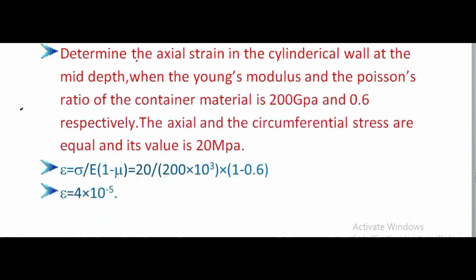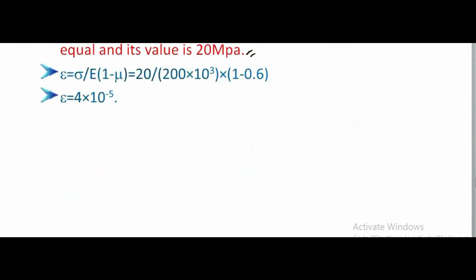ओके, सो फ्रेंड्स, नेक्स्ट क्वेश्चन इज, determine the axial strain in the cylindrical wall at the mid depth when the Young's modulus and the Poisson's ratio of the container material is 200 gigapascal and 0.6 respectively. The axial and the circumferential stress are equal and its value is 200 megapascal. So friends, in this question whatever given, first we have to write given.